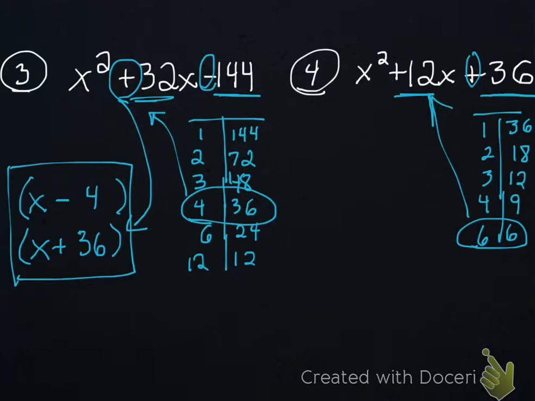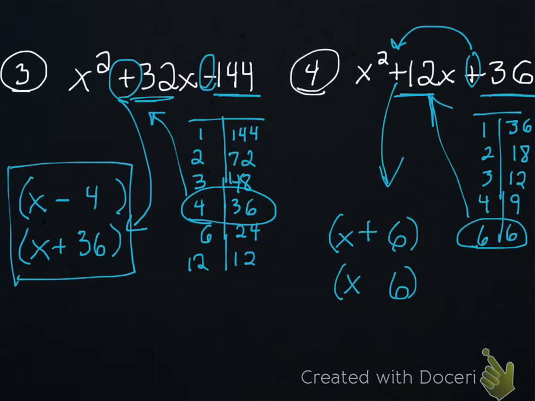So we write our two binomials. X is at the front. Numbers at the end, 6 and 6. The 36 is positive, so that means they both get the same sign as the middle term, which is 12. And yes, since they're duplicates, we could write that as x plus 6 squared.